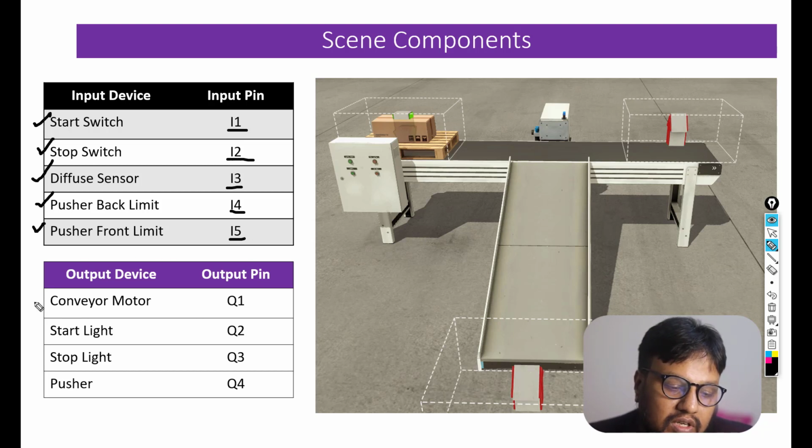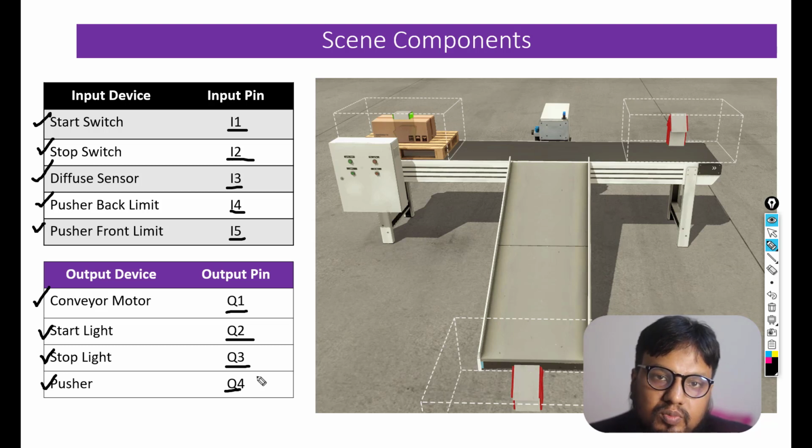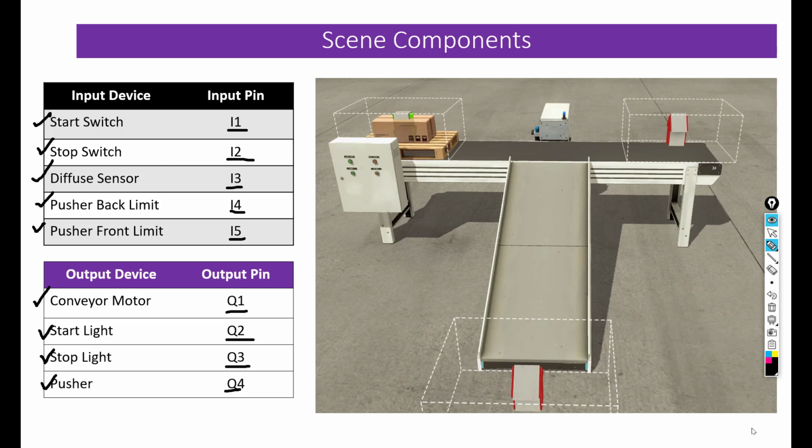For output, the conveyor motor will be connected to Q1, the start light and stop light will be connected to Q2 and Q3, and finally the pusher will be connected to Q4. So we have 4 outputs for this scene in our program. According to this pin distribution of inputs and outputs, we'll be designing our PLC ladder diagram for this setup.